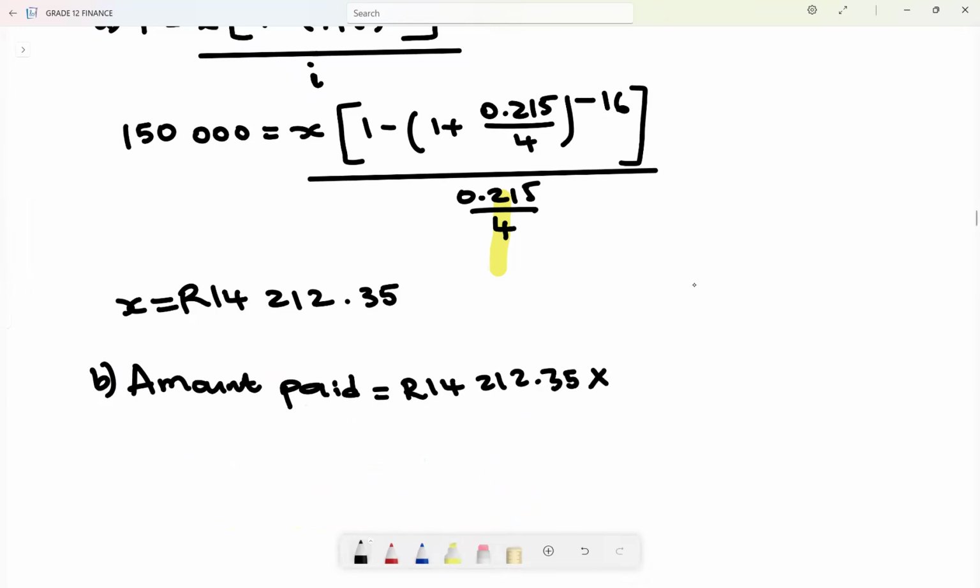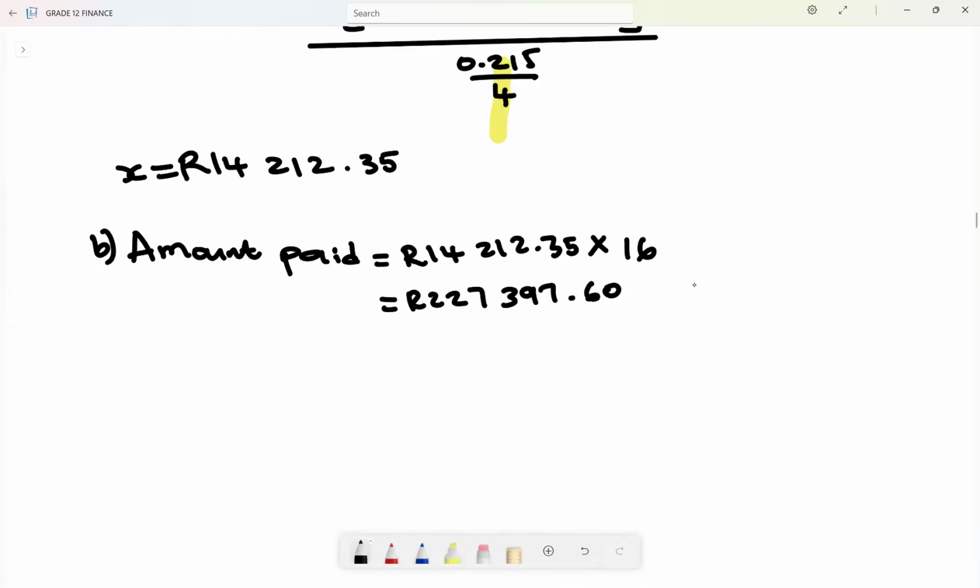He's going to make payments of this amount how many times? 16 times, right? And then we actually get 14,212.35 times 16. And this amount is 227,397.60. This is the amount that he will pay.